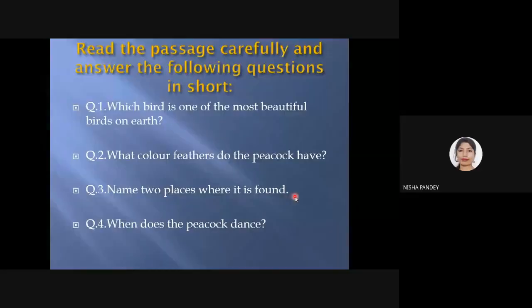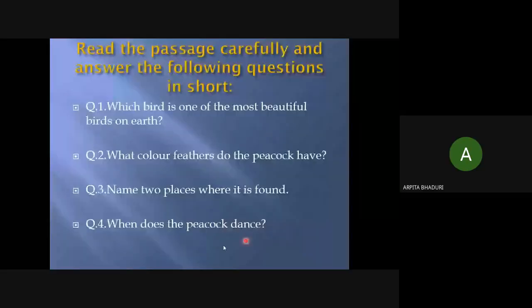Yes, ma'am. It was the Indian subcontinent and Africa. Yes, very good. Excellent. You can say India also. That is also not wrong, because India is part of the Indian subcontinent. Yes, ma'am. It is there in Guna also, in Madhya Pradesh. And around you, in Guna, you can very well see peacocks dancing around, don't you? Yes, ma'am. Really, it comes on my terrace. Yes, very good. Then you are so lucky. You can see it every day.